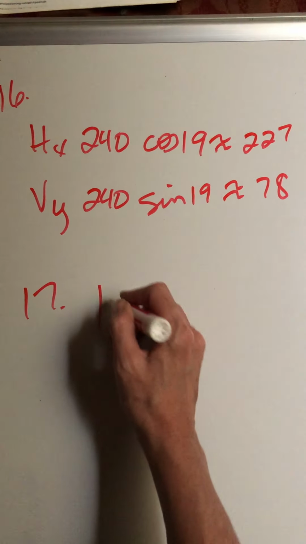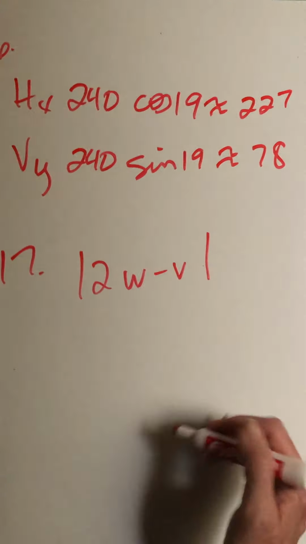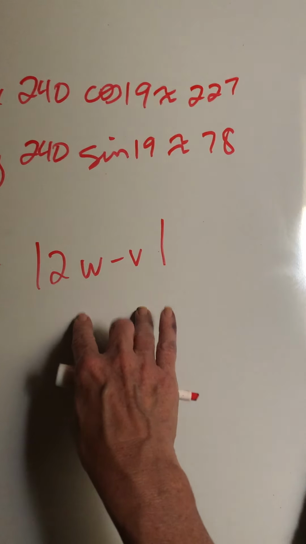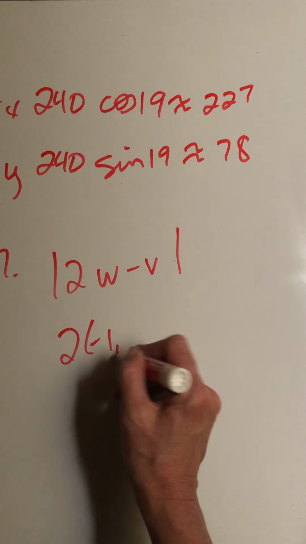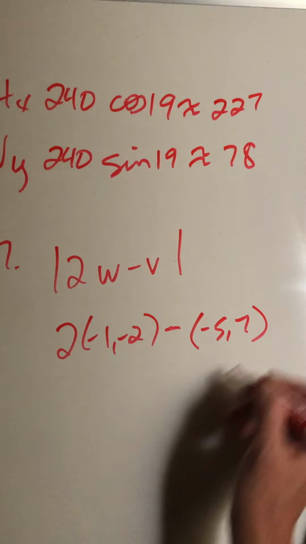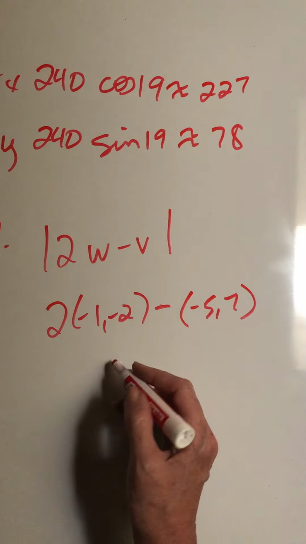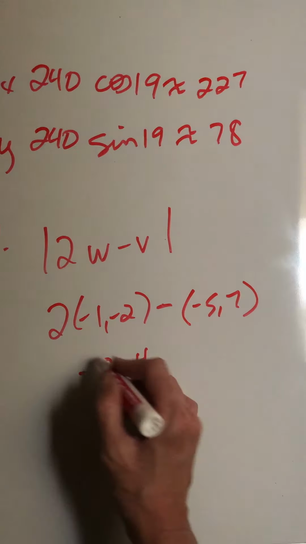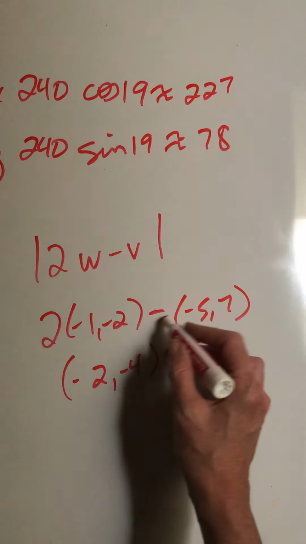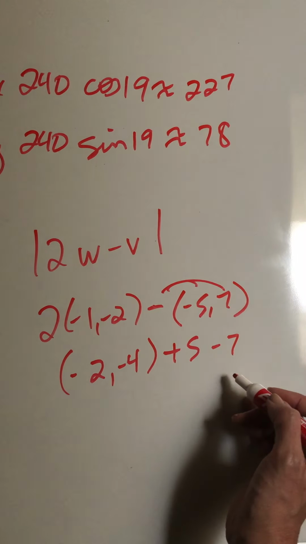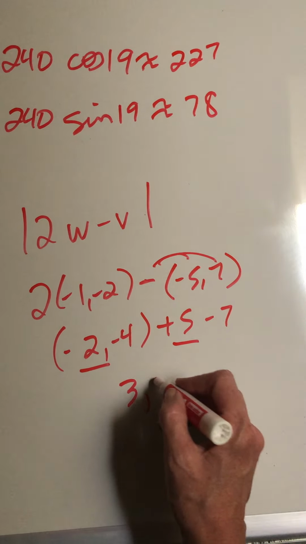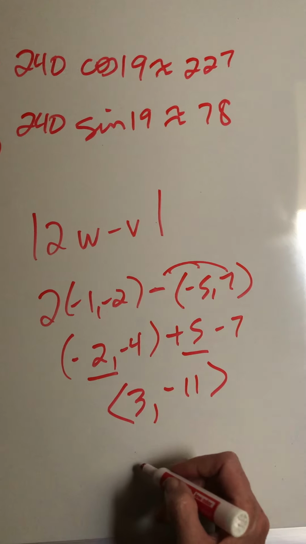Then 17. When you see those absolute value brackets, that means you want the magnitude after you've done this, okay? So they show that W is -1, -2, and we're going to subtract V from it, which is -5, 7. So we're going to do that first, and then find the magnitude. So -2, -4 plus 5 minus 7, because I need to move that subtraction sign through like a distributive. Now I combine -2 and 5 and get 3, and -4 and -7 and get -11. So there's my new component form.